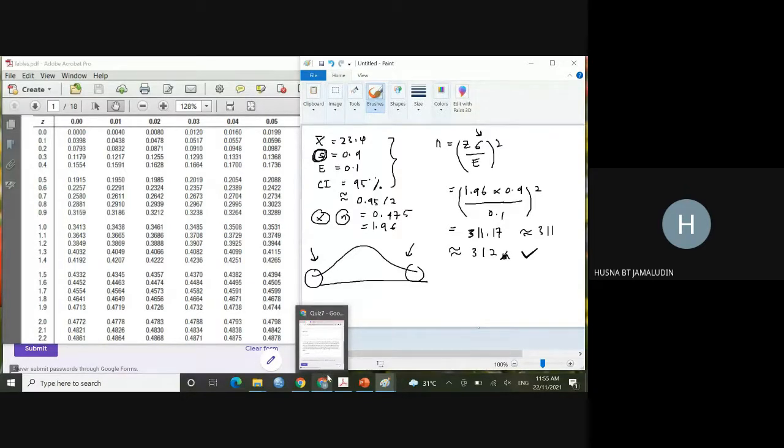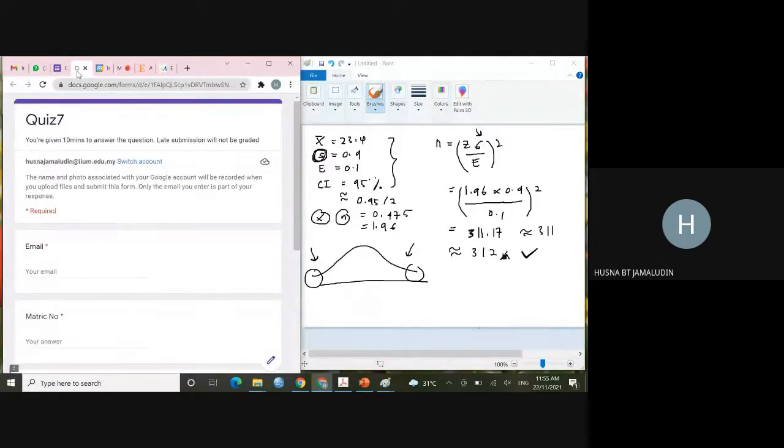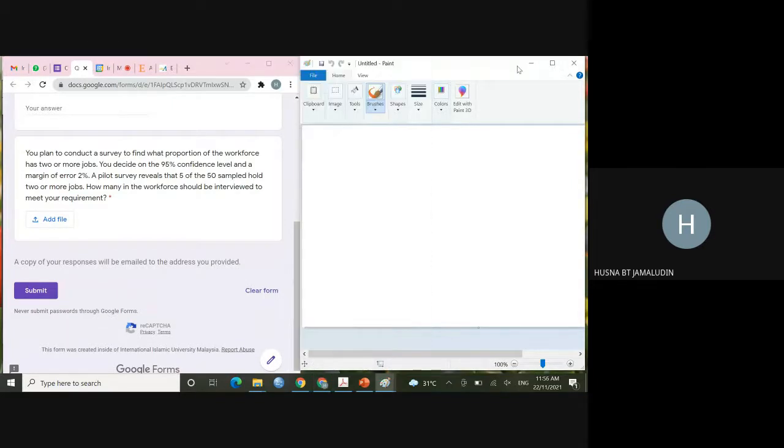Okay, the second question, I don't know where it is. Should be this one. Yeah, this should be the second question, right? Okay, let me open a new blank sheet. This one. Okay, so you plan to conduct a survey to find what proportion of the workforce has two or more jobs. Somehow it is mentioned proportion, doesn't matter. You decide on the 95% confidence interval and a margin of error of 2%.